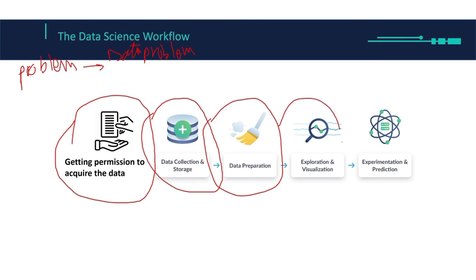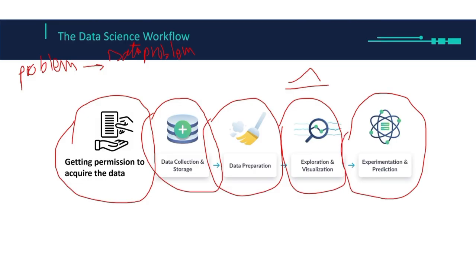And then I'm going to explore the data by drawing some charts and histograms and stuff like this. And then at the end, I'm going to experiment, which is building my training set and test set, building the model, and training and testing. And then at the end, I'm going to do my prediction. Okay, this is how a typical data science workflow looks.